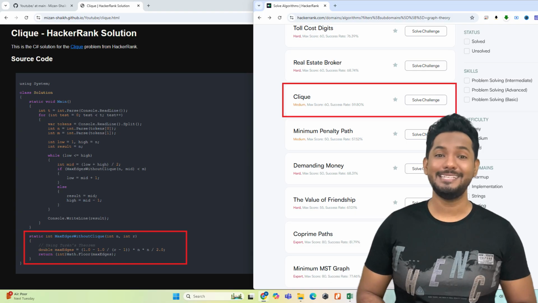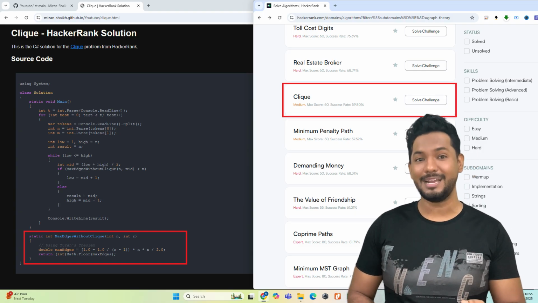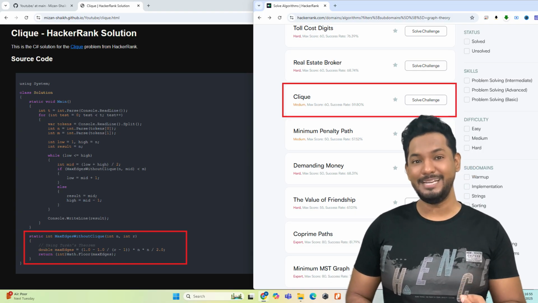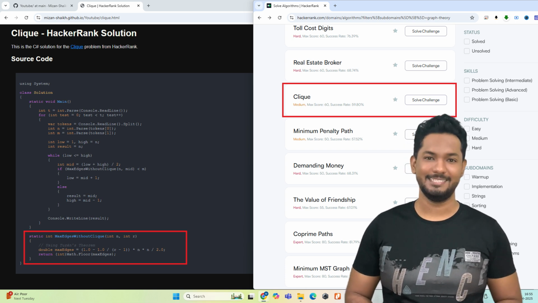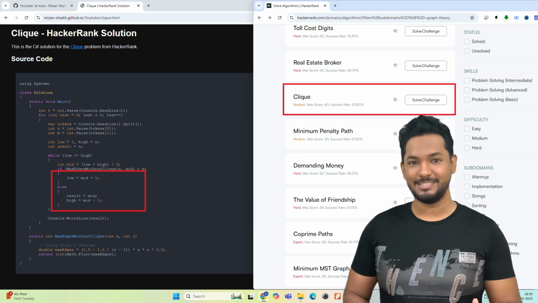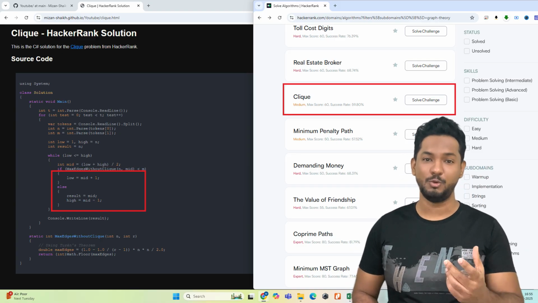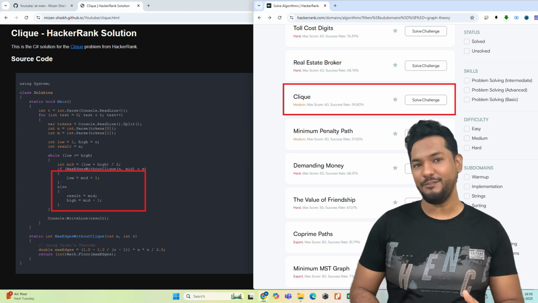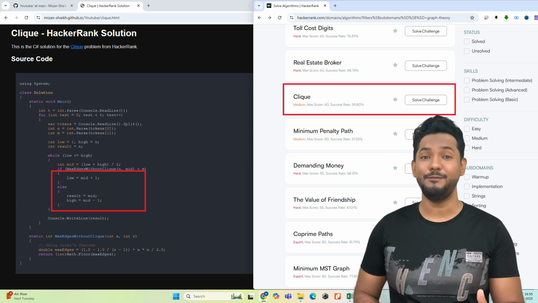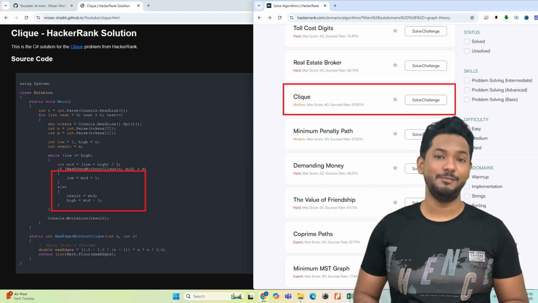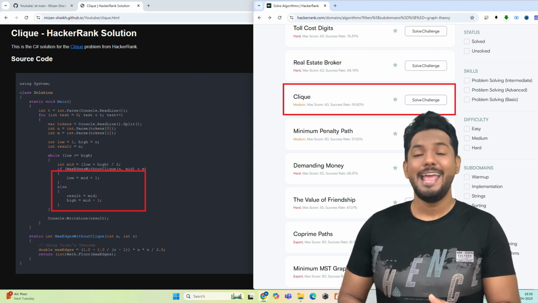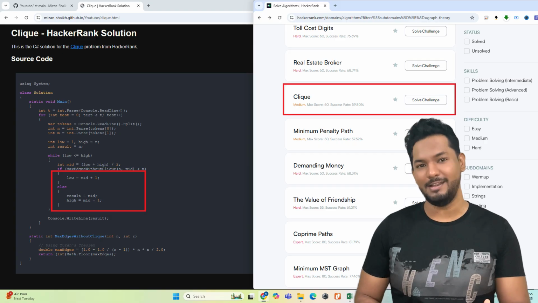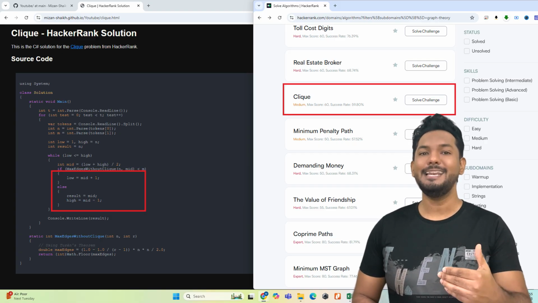If the maximum edges that can exist without forming a clique of size mid is less than m, we can potentially increase our clique size. So we adjust our search range by moving low up to mid plus 1. Conversely, if we can't form a clique of size mid without exceeding m, we have to scale back. So we set high to mid minus 1 and keep track of our last valid mid in n.